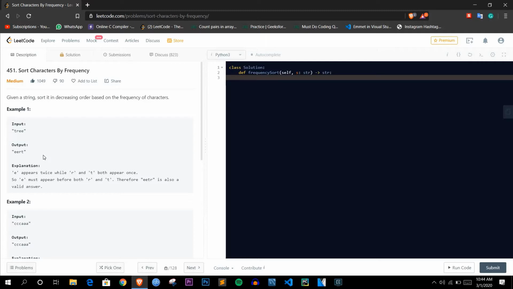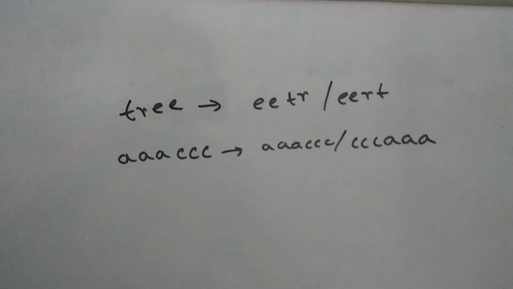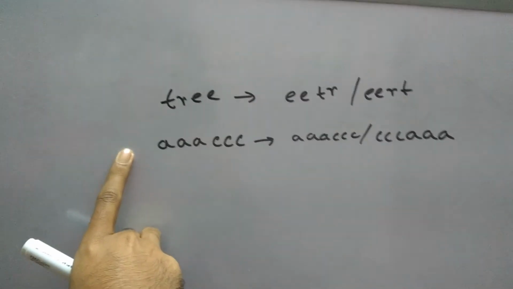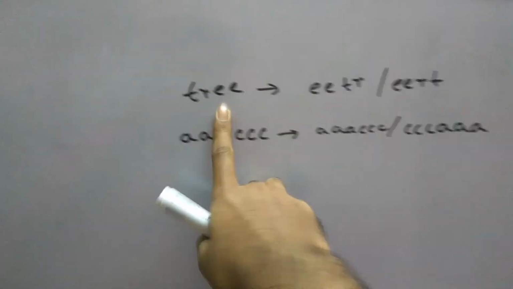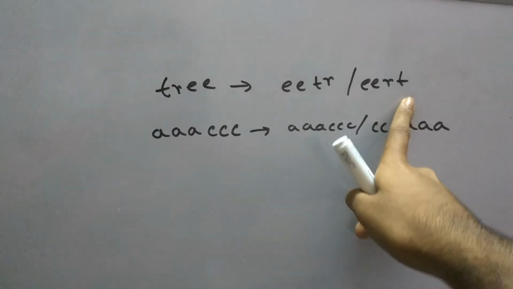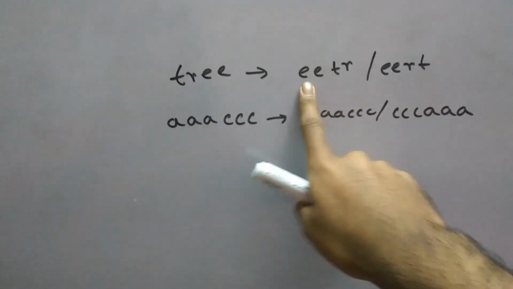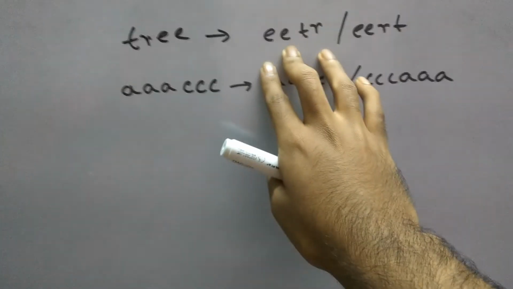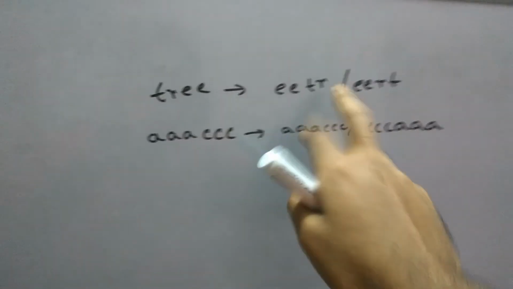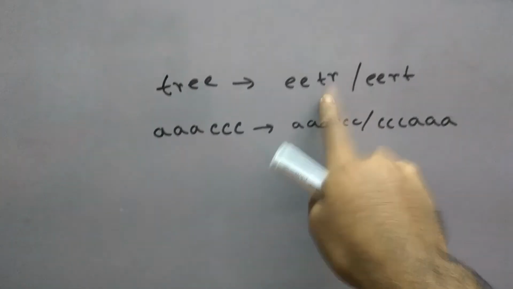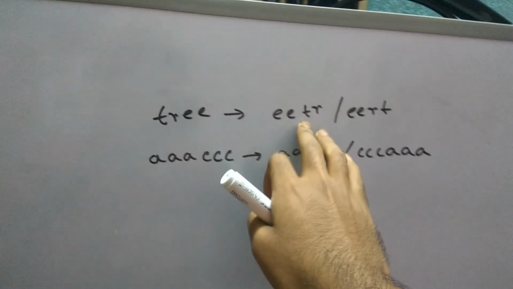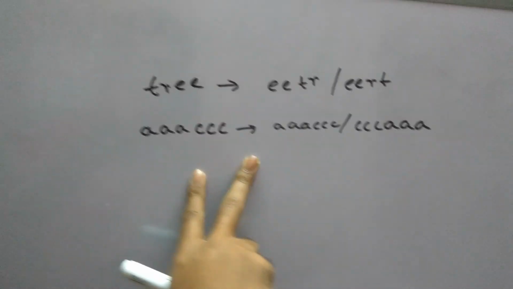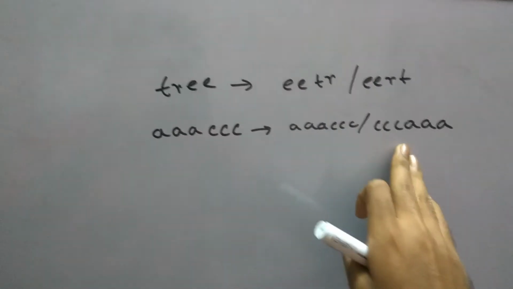Now let's see how to solve this problem. I have written down two of the examples that were given in this problem, like "tree". Here it would return EETR or EERT, because E appears twice, so it will be at first, because it's the maximum number of times any element is appearing. After that, these two are appearing only once, so any one of them could be at the beginning and any one at the last. The same exact thing applies for this example also. Here both the elements are occurring thrice, so it could have been this answer or this answer.